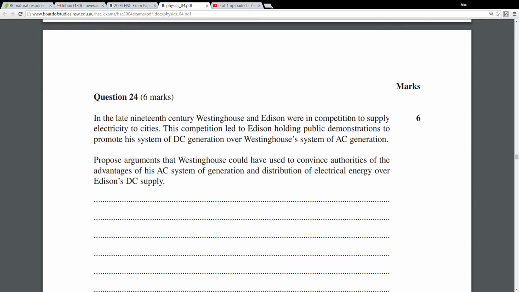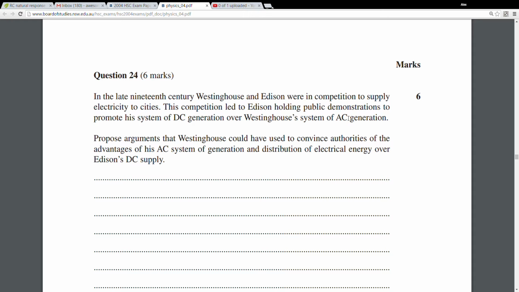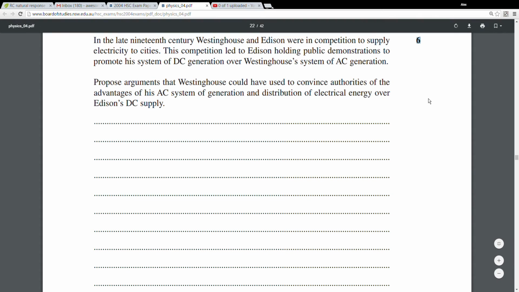Okay, question 24. In the late 19th century, Westinghouse and Edison were in a competition to supply electricity to cities. This competition led to Edison holding public demonstrations to promote his system of DC generation over Westinghouse AC generation. So, okay, this paragraph we don't need to even read. 6 marks, that's important. Propose arguments that Westinghouse could have used to convince authorities of the advantages of his AC system generation and distribution of electrical energy over Edison's DC supply.